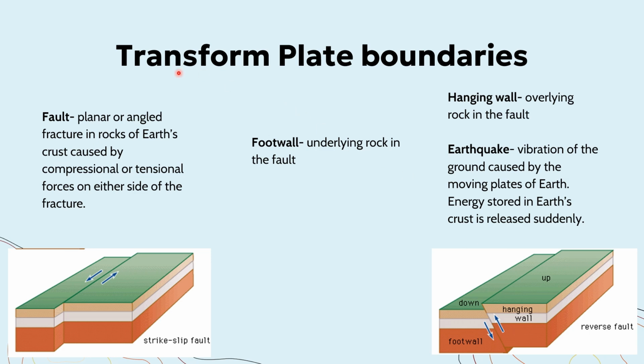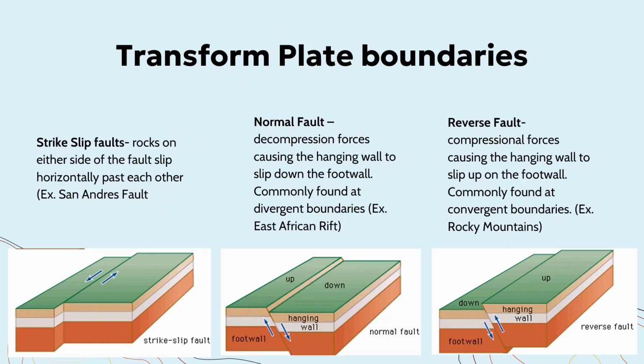And transform plate boundaries are what cause earthquakes and tsunamis, which an earthquake is a vibration of the ground caused by the moving plates of Earth. Energy stored in Earth's crust is released suddenly. Three types of transform plate boundaries. The first one, probably the most common one, is a strike-slip fault. Rocks on either side of the fault slip horizontally past each other. An example of this is the San Andreas Fault in California.